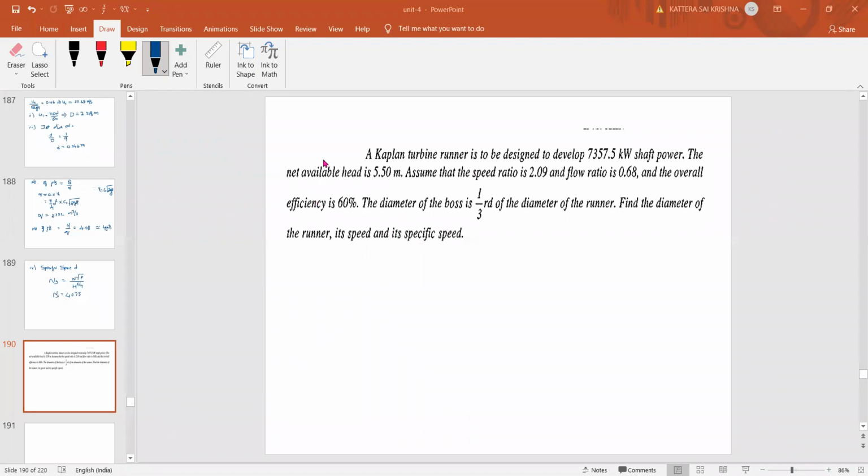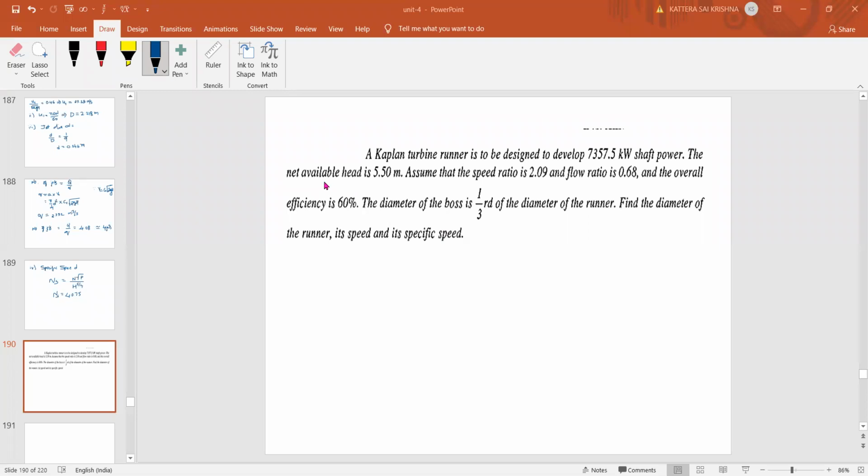Right. So please copy the question. A Kaplan turbine runner is to be designed. You won't be given anything like diameter and all. We need to design it to develop a power of 7,357.5 kilowatt shaft power.